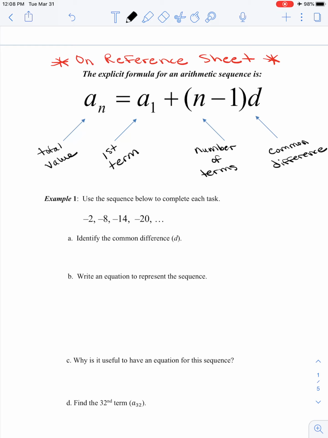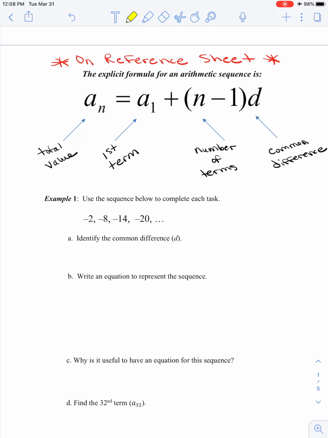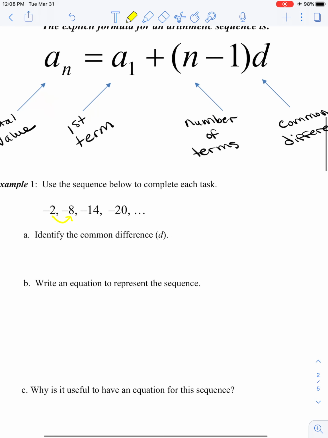So let's take a look at example 1. The first thing that you want to do is identify the common difference. So you want to think about what would you have to add to -2 in order to get to -8. So -2 plus what equals -8. And if you weren't sure, on the side of your paper, you could set up a little equation and say -2 plus something equals -8. I want to figure out what that something is.